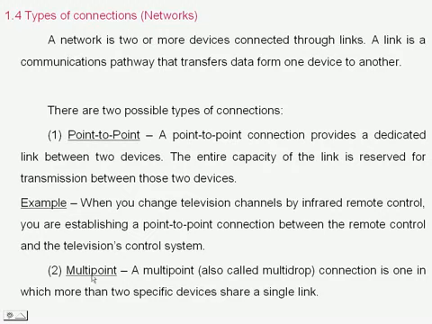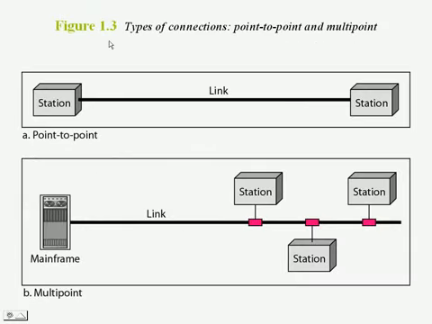What do you mean by multi-point? A multi-point connection, also called multi-drop, is one in which more than two specific devices share a single link. Figure 3 shows the two basic types of communications: point to point and multi-point. Figure A shows the point to point communication between two stations. Here only two stations share a common link. Figure B shows the multi-point communication in which one mainframe and three other stations can share a single link.